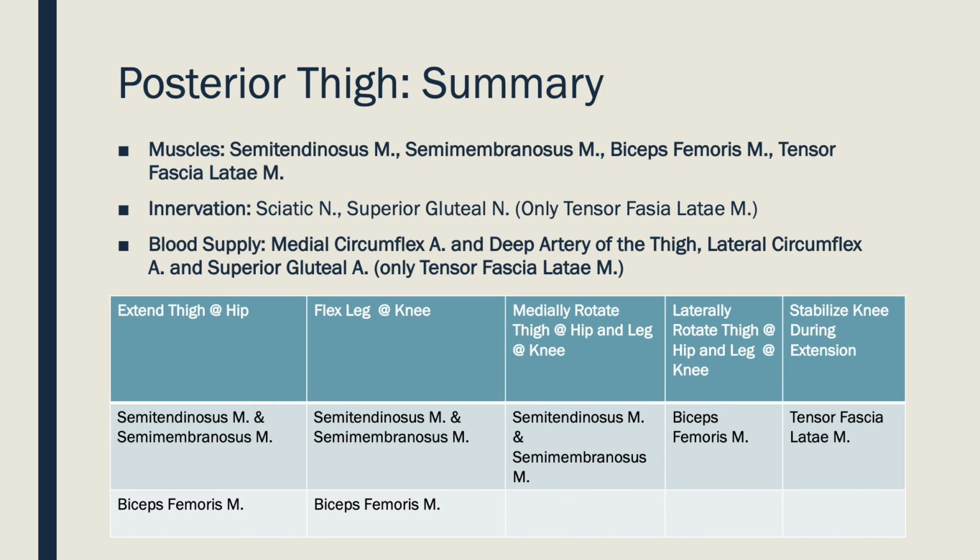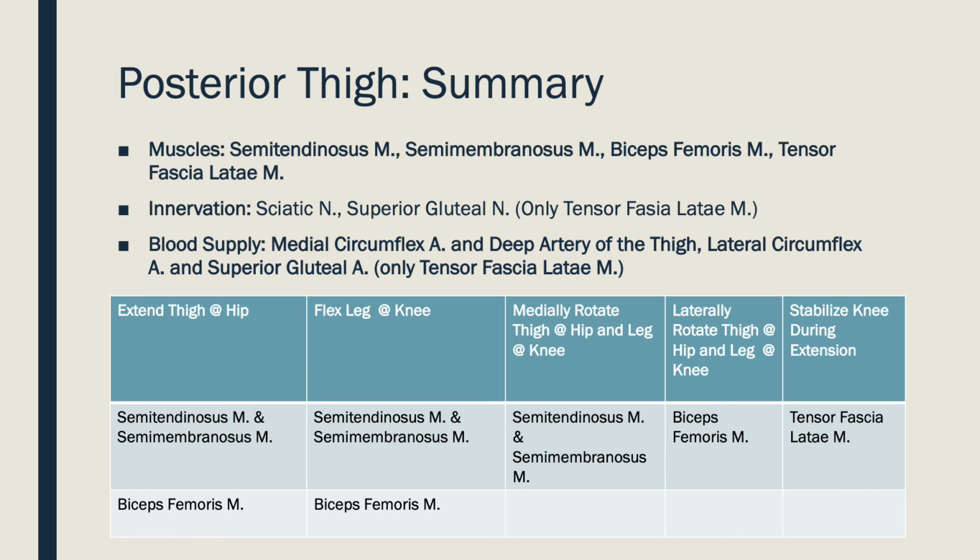To summarize the posterior thigh, the muscles are the semitendinosus, semimembranosus, biceps femoris, and tensor fasciae latae muscles. The innervation, for most of them, is the sciatic nerve, but tensor fasciae latae is different. It has the superior gluteal nerve. And the blood supply, for most of them, is the medial circumflex artery and the deep artery of the thigh. But the tensor muscle is different again, and the blood supply is the lateral circumflex artery and the superior gluteal artery. And we can break down their functions too.